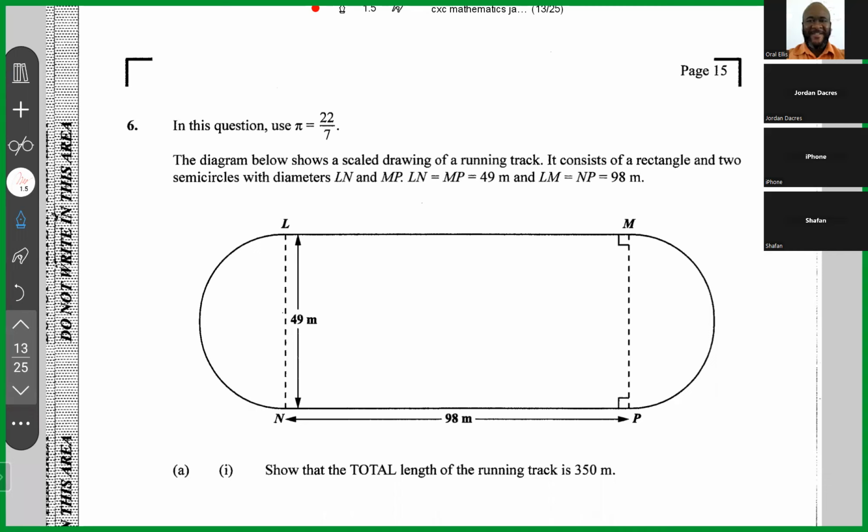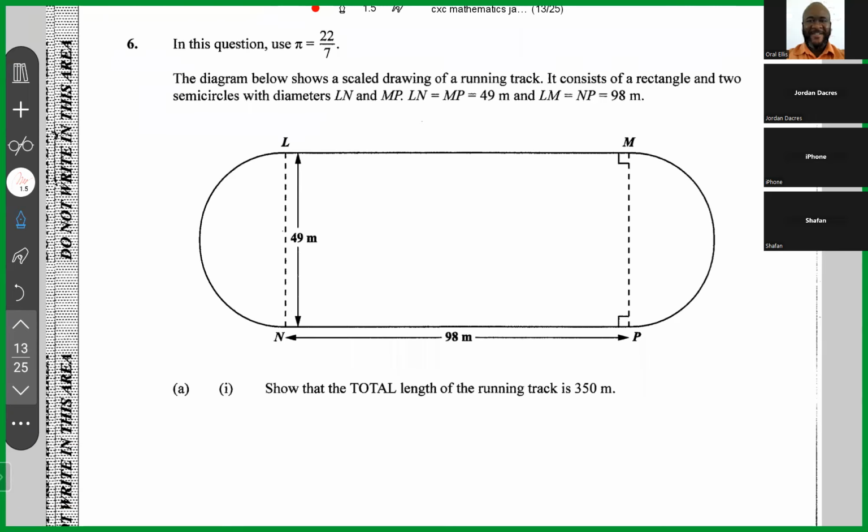So LN and MP are both equal because they're on opposite sides of a rectangle. So the diameter for both semicircles is 49 meters. The two semicircles combine together to make a full circle. All right, we're asked to show that the total distance of the running track is 350 meters. So we are asked to show something.